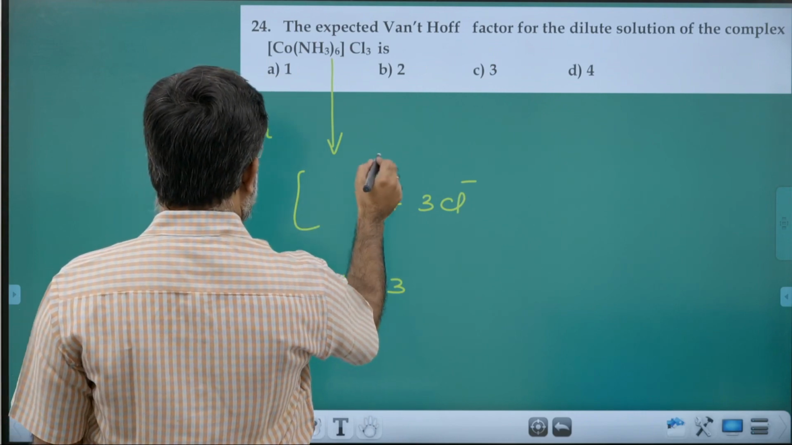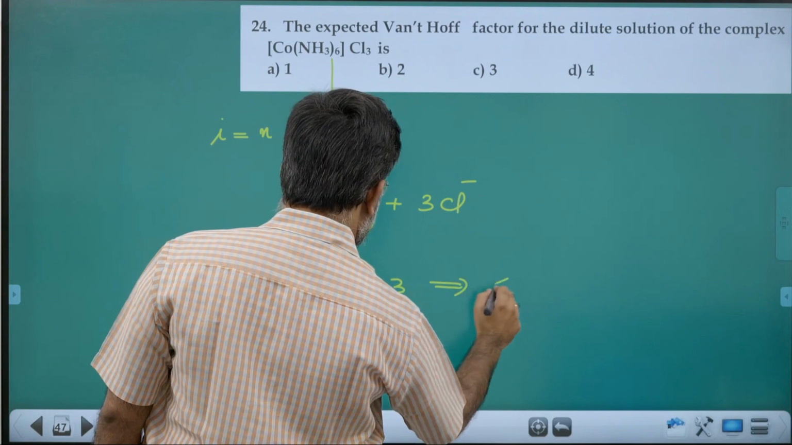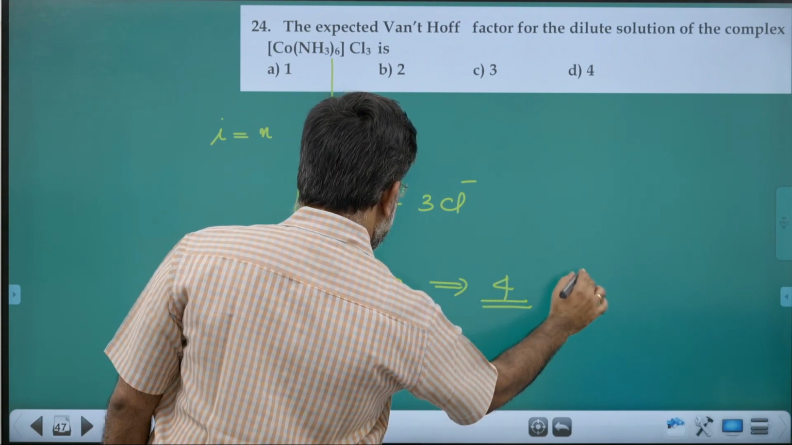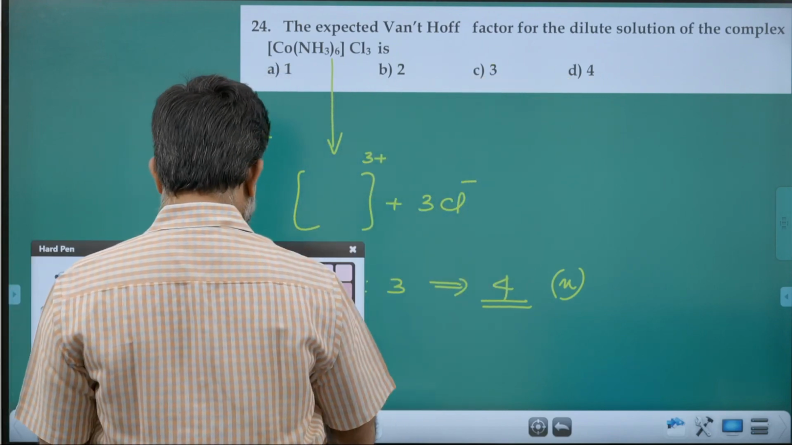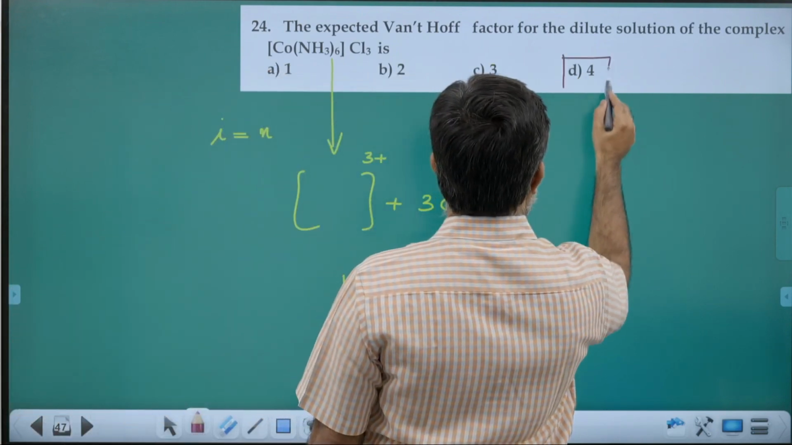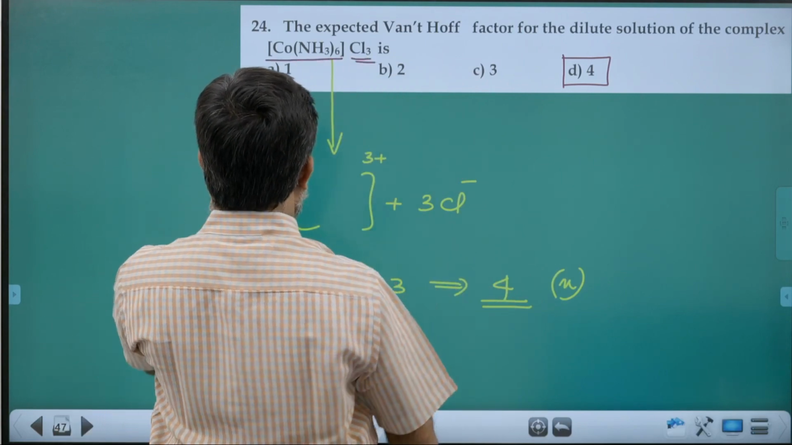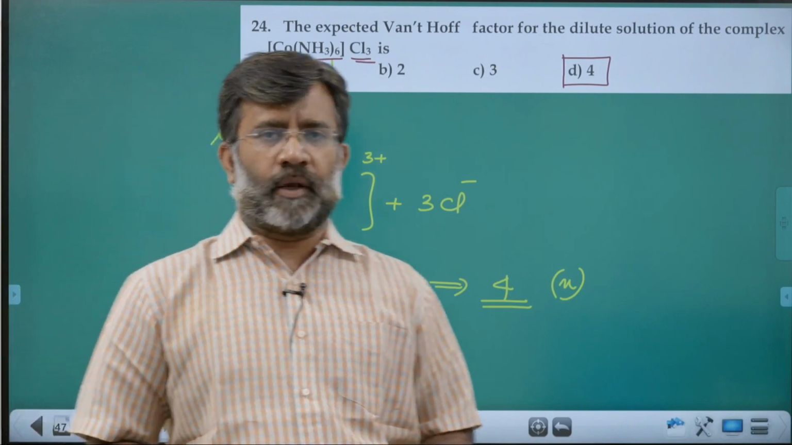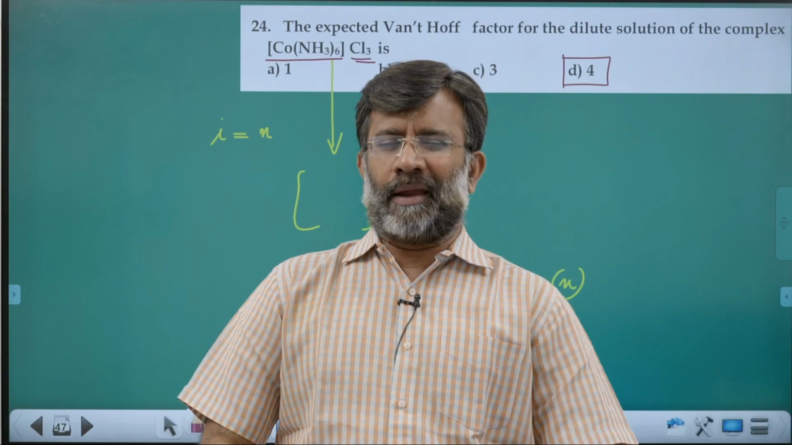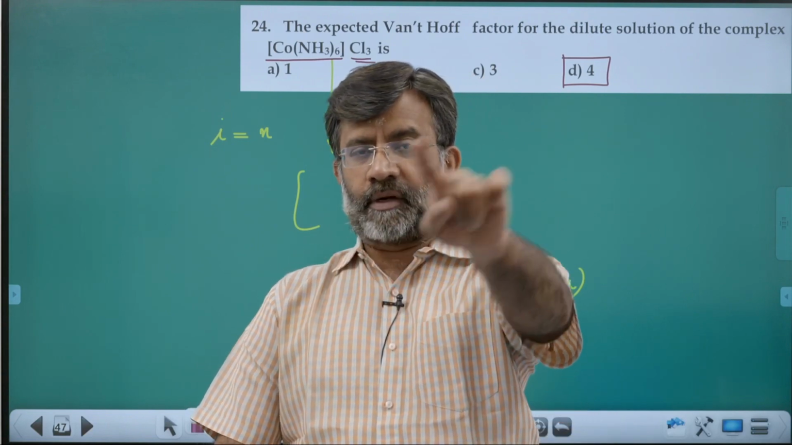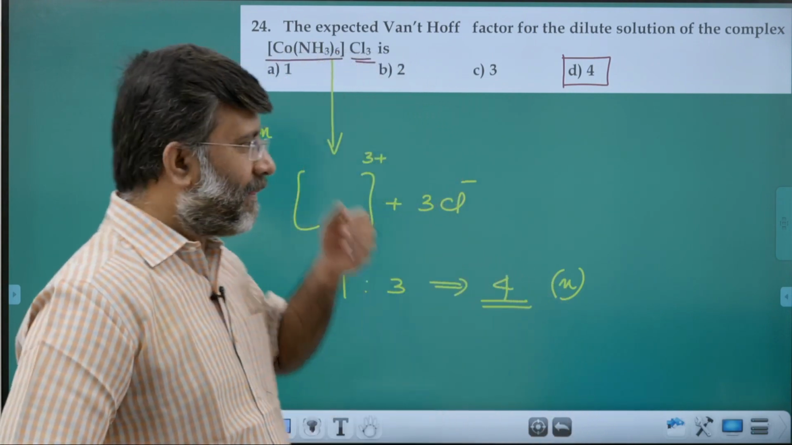One cation, 3 anions, a total of 4 particles. N equal to 4, i equal to 4. Option D. So the number of particles is 3 chloride and 1 complex cation, total 4 particles, n is equal to 4, and when alpha is 100%, i factor is equal to n factor. Okay, next.